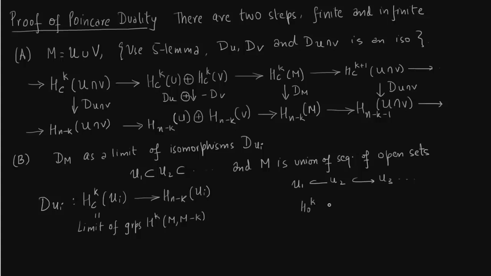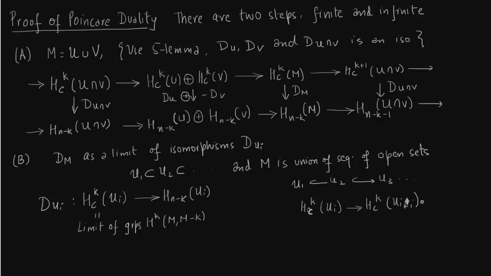Slightly making it more clear, you have these groups now, H^k_c(Ui). That is pretty much it. So the compact set, when we write C, is precisely the limit. Now notice that this directed set has U1 contained in U2 contained in U3 and so on. This induces these groups now.